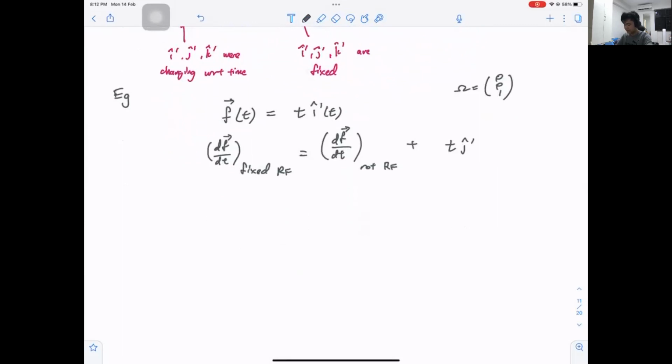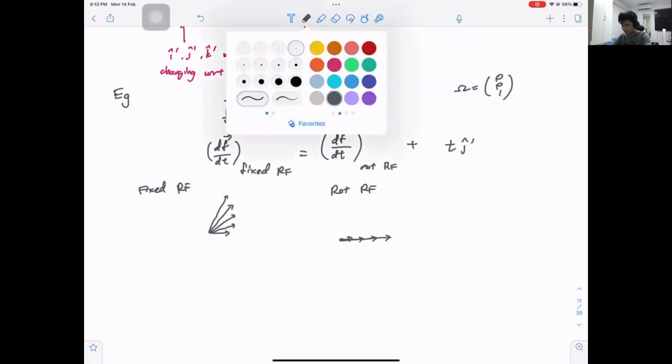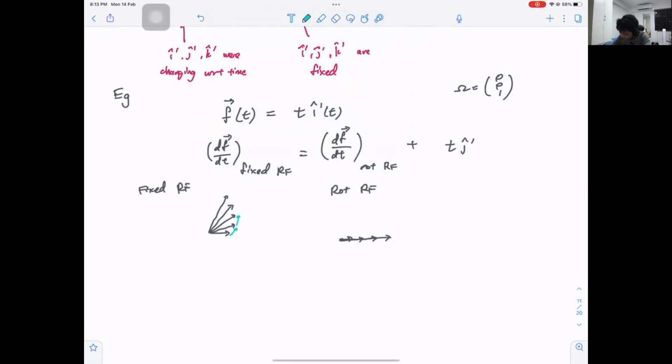Okay, so that will mean that in the rotating reference frame, so let's first plot the direct. So in the fixed frame, we see this vector as rotating and growing in length, like this. Whereas in the rotating frame, the vector is just simply growing in length. So the difference between the two: in the fixed frame, the derivative of the vector, which we denote in, let's say, blue, looks something like this. Whereas in the rotating frame, the derivative is simply this.